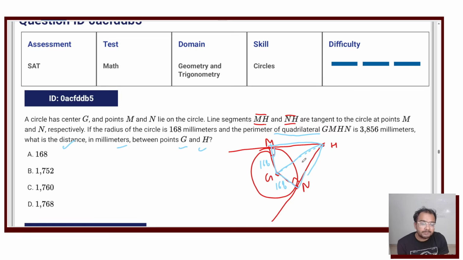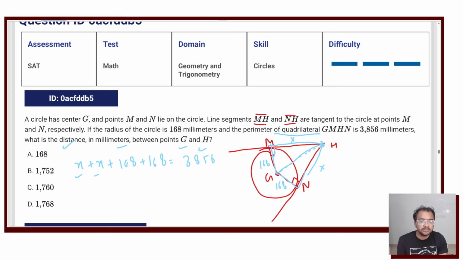Okay, there is one property that if we draw tangents from an external point, they are going to be equal. So if this is X, that will also be X. And just by looking at the symmetry of this figure, you can figure out that MH and NH will have the same length. So I can write X plus X plus 168 plus 168. They will make up the perimeter of this figure, and that should be equal to 3856.